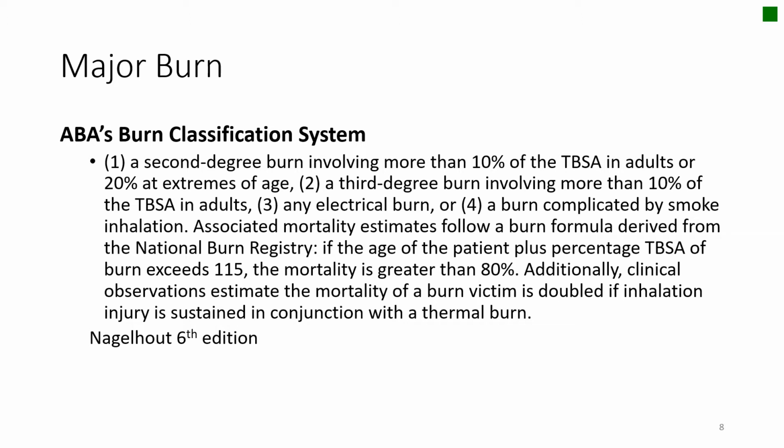This is a direct quote from the Nagelhout text, the 5th edition, and it describes what is a major burn. A major burn can be a second-degree burn involving more than 10% of the total body surface area in adults, or 20% at extremes of age, or a third-degree burn involving more than 10% of the total body surface area in adults, any electrical burn, or any burn complicated by smoke inhalation. There's also a mortality formula that is derived by the National Burn Registry, and it is if the patient's age plus the percentage body surface area exceeds 115, then the mortality of that victim will be greater than 80%.